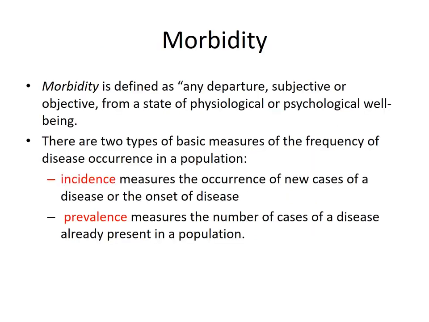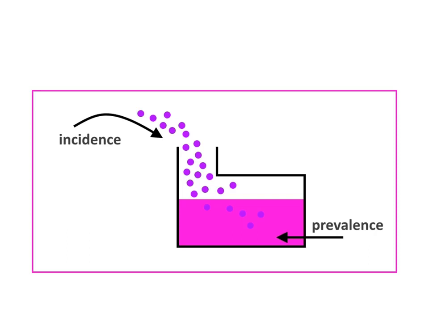How do we measure morbidity? Morbidity is defined as any departure, subjective or objective, from a state of physiological or psychological well-being. Two types to measure morbidity. We have incidence and prevalence. Incidence measures the occurrence of new cases of a disease or the onset of disease, while prevalence measures the number of cases of a disease already present in the population. As you can see, prevalence, cases already present, and incidence, new cases that are added to the prevalence to update the prevalence.